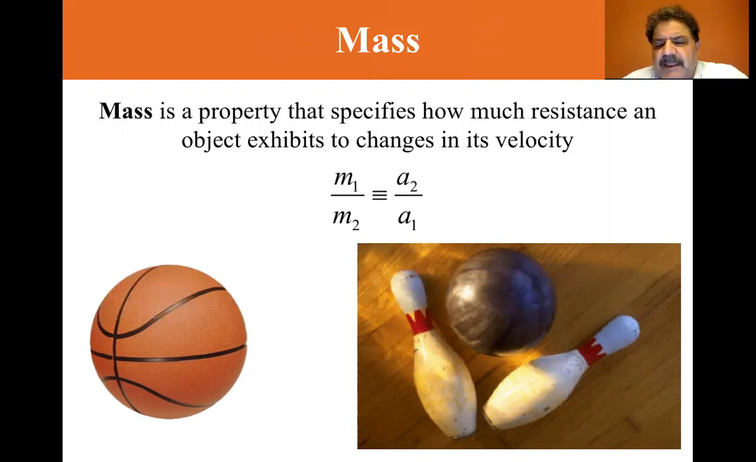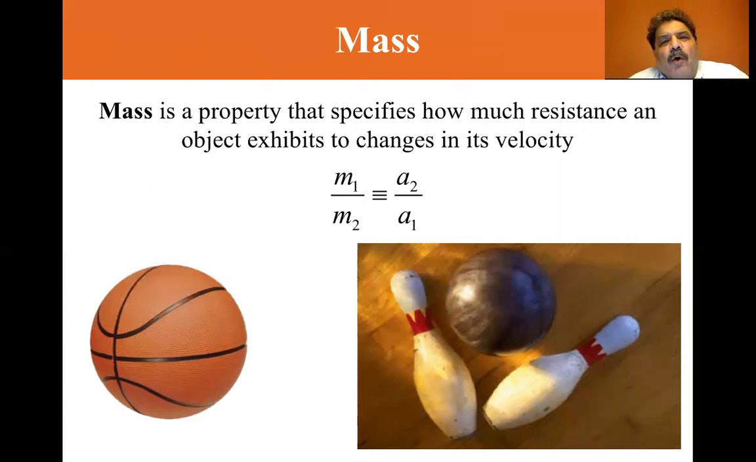So let's imagine playing catch with a basketball or a bowling ball. Which ball is more likely to keep moving when you try to catch it? Basketball or a bowling ball? Well, the bowling ball. I don't know that I'd want to play catch with a bowling ball. Which ball requires more effort to throw it? Well, once again, the bowling ball requires more effort. It has more mass. The bowling ball is more resistant to changes in its velocity than the basketball.